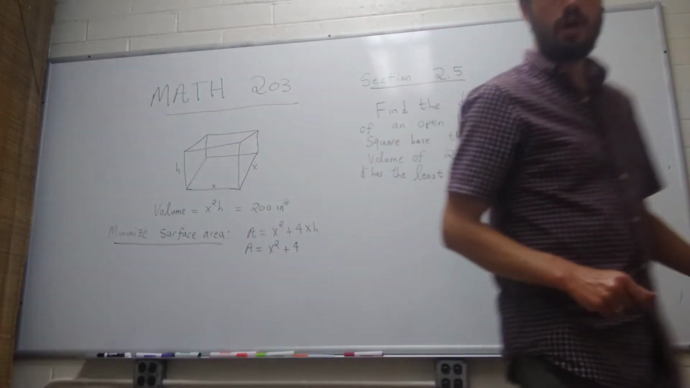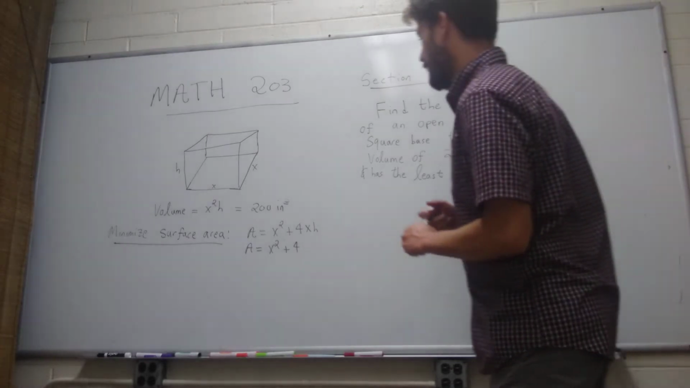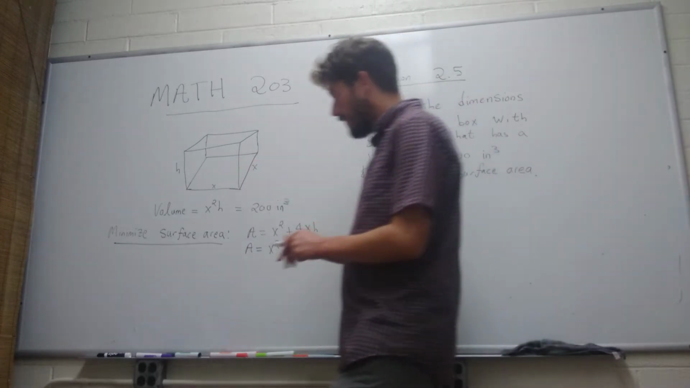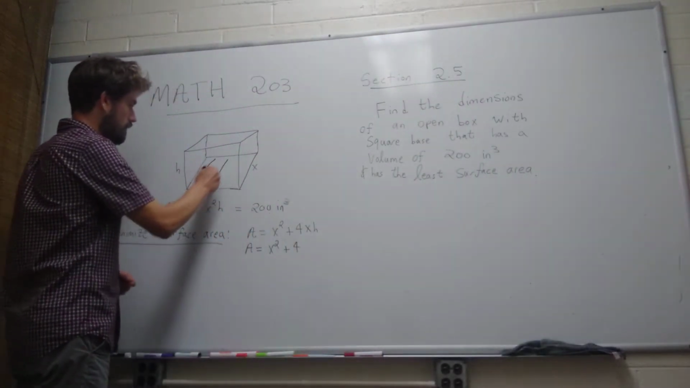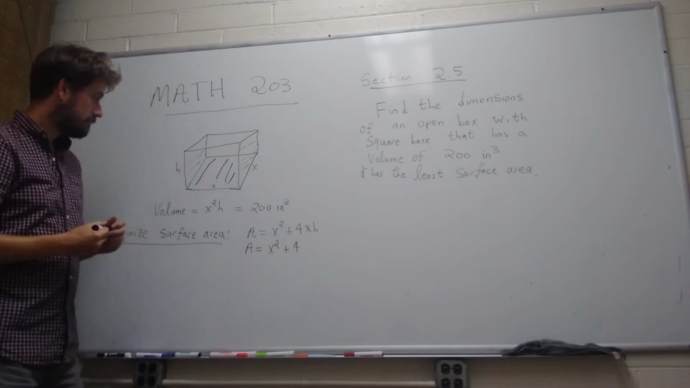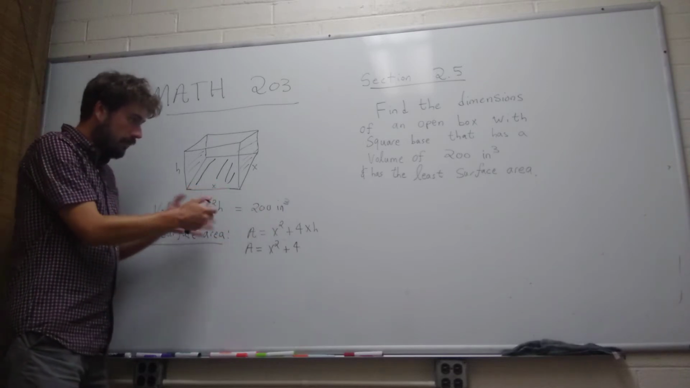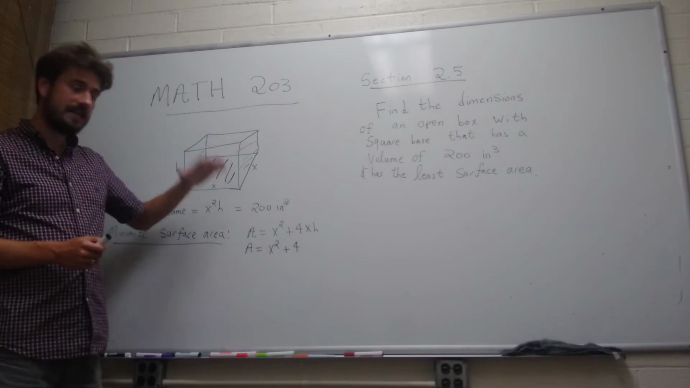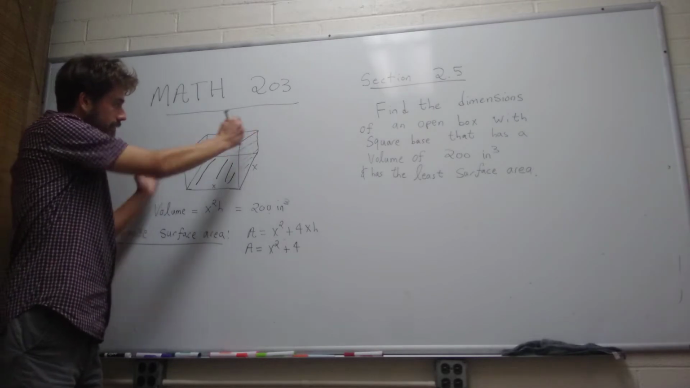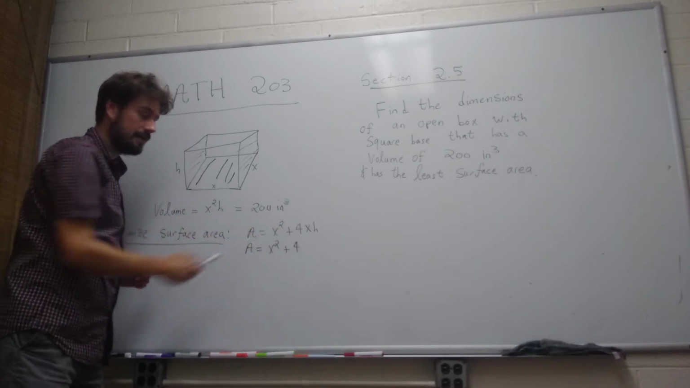Okay, so the formula for the surface area is literally just counting up the area of all these sides. So 200 cubic inches. It's an open box, so it doesn't have a top, it has a bottom. The area of the bottom is x squared, and the four sides, front, back, left, and right, each have an area of x times h.